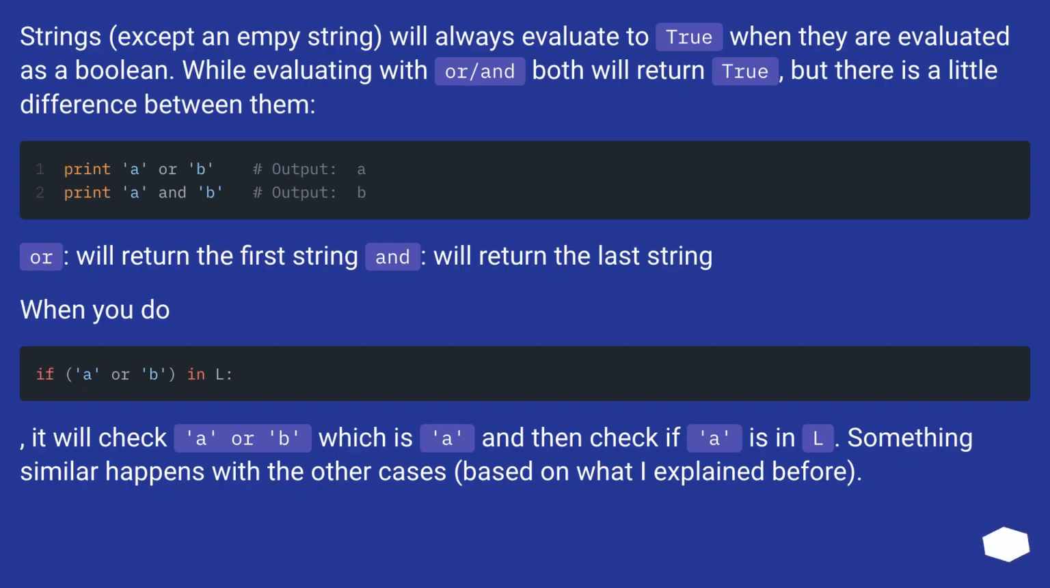Strings, except an empty string, will always evaluate to true when they are evaluated as a boolean. While evaluating with or / and both will return true, there is a little difference between them. Or will return the first string, and will return the last string. When you do this, it will check A or B, which is A, and then check if A is in L. Something similar happens with the other cases, based on what I explained before.